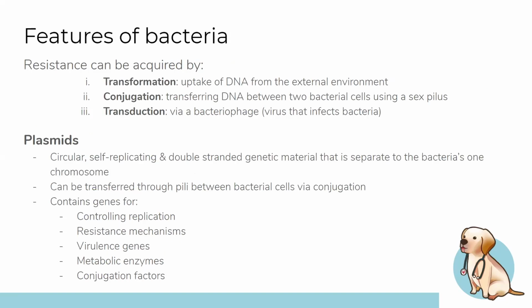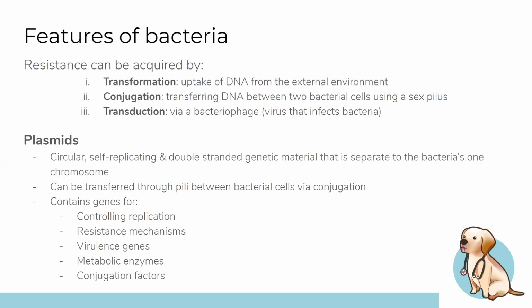All right, there are some features of bacteria that can also help them acquire antibiotic resistance. Transformation is all about the uptake of DNA from the external environment. Conjugation is the transfer of DNA between two bacterial cells, and transduction is the acquiring of DNA from a bacteriophage. So it's basically three different methods and three different environments from which a bacterial cell can get DNA, and that DNA might code for an enzyme that helps it acquire antibiotic resistance.